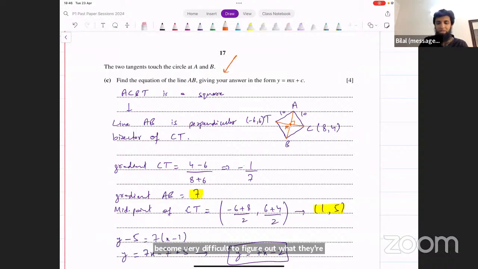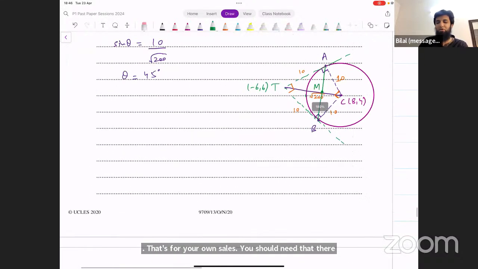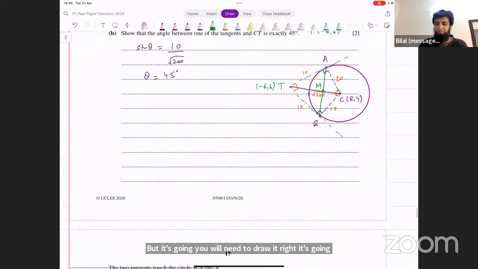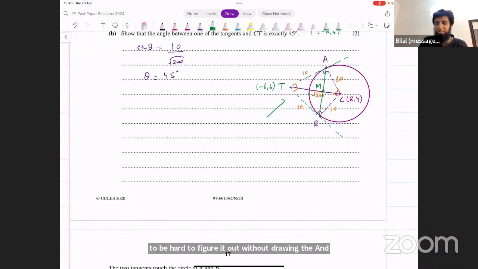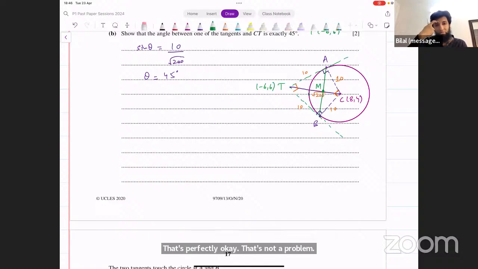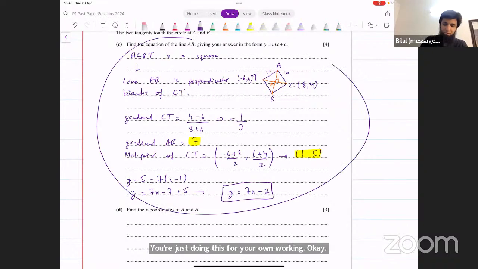But you will not get marks for drawing the diagram. That's for your own self. You should leave that there. You will need to draw it, because it's going to be hard to figure it out without it. And it's okay if it's not looking like a square on this diagram. That's perfectly okay, you're just doing this for your own working. They're only going to be checking this part.